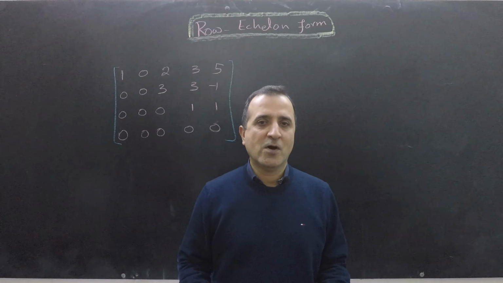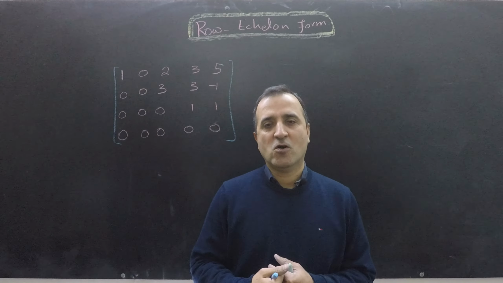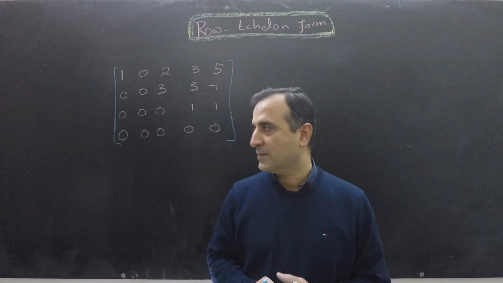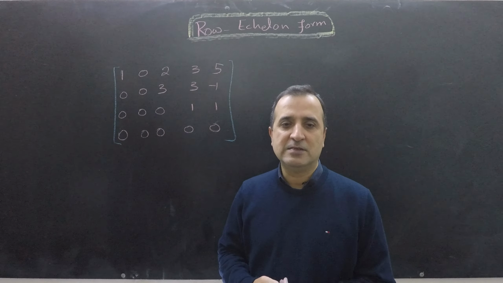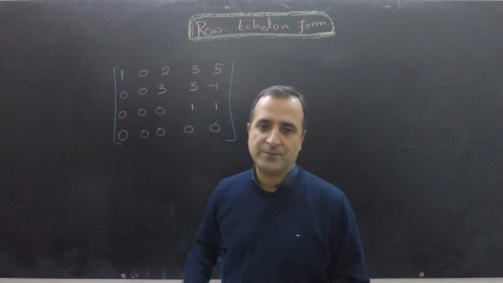Today we will learn about row echelon form of a matrix. If a matrix is in a row echelon form, then it follows two key rules. Let's write those rules and then see why this matrix is in row echelon form.